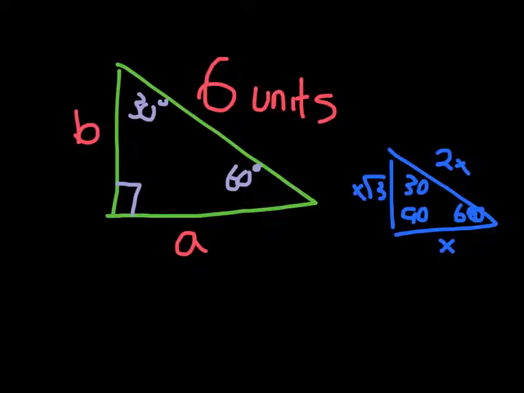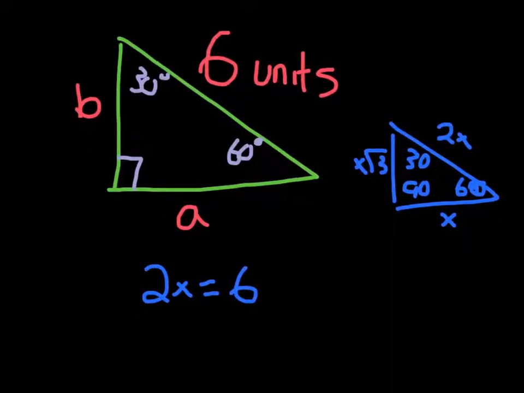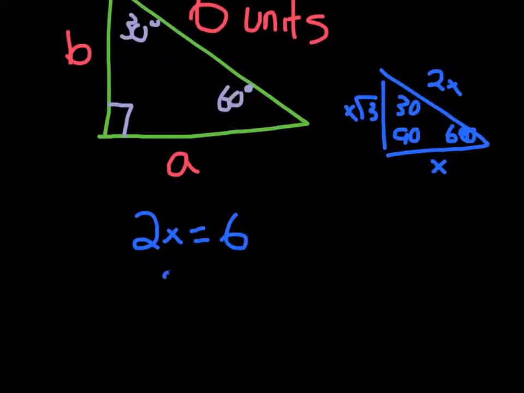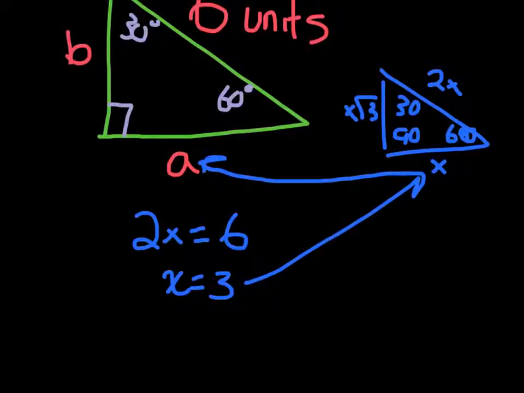Okay, so we know from geometry that if the angles are the same, then these two triangles are similar, meaning that the 2x and the 6 are corresponding. So we can write this as 2x is equal to 6. If we solve for x, we get x is equal to 3. Meaning, if x is equal to 3 there, that means a is equal to 3. Therefore, a is equal to 3.